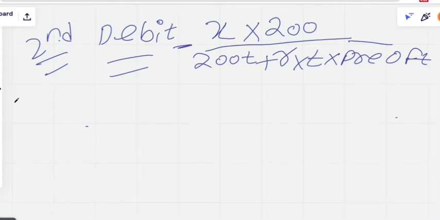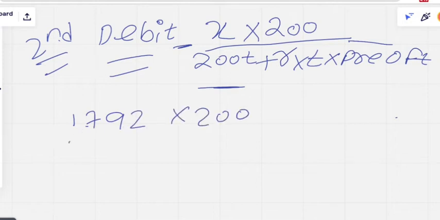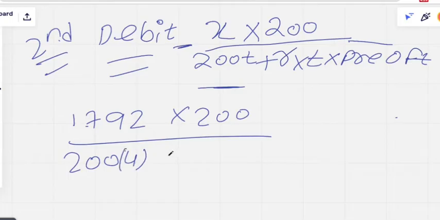We have a simple formula for this: x into 200 by (200 t plus r into t into predecessor of t). Here x is 1792, into 200, by 200 into t, which is 4, plus r into t, which is 8 into 4, into the predecessor of t. What is the predecessor of 4? It is 3.